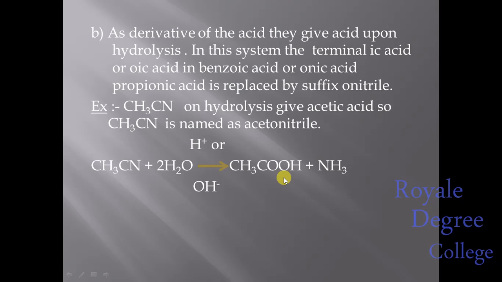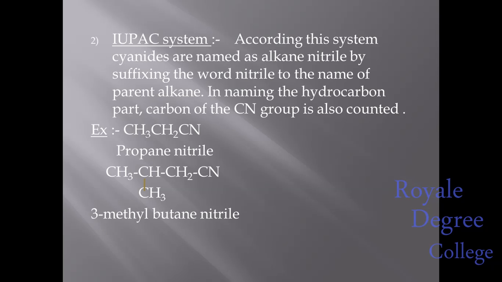And along with that, we are getting ammonia. How is NH3 coming out from this side nitrogen? It is coming out reacting with 3 hydrogens and we are getting ammonia. That is the side product. The system we have just seen is the common system. Now the second system of giving the name is the IUPAC system.